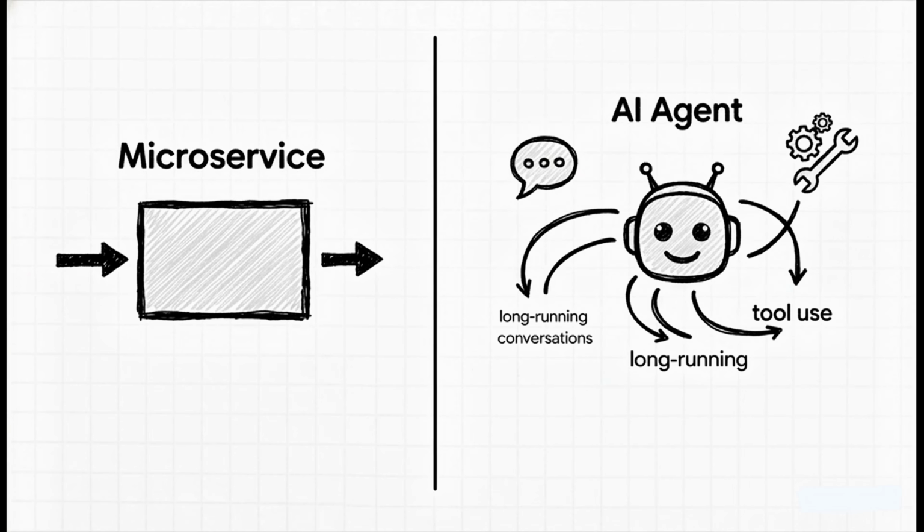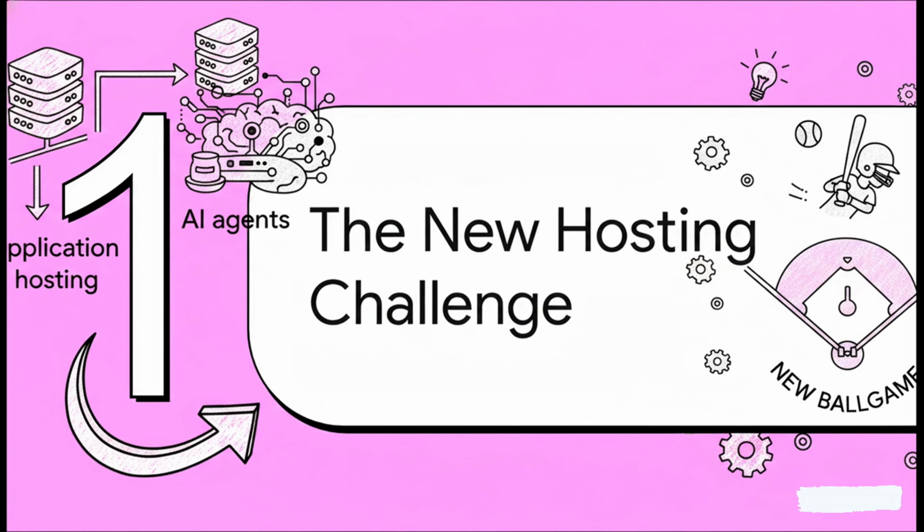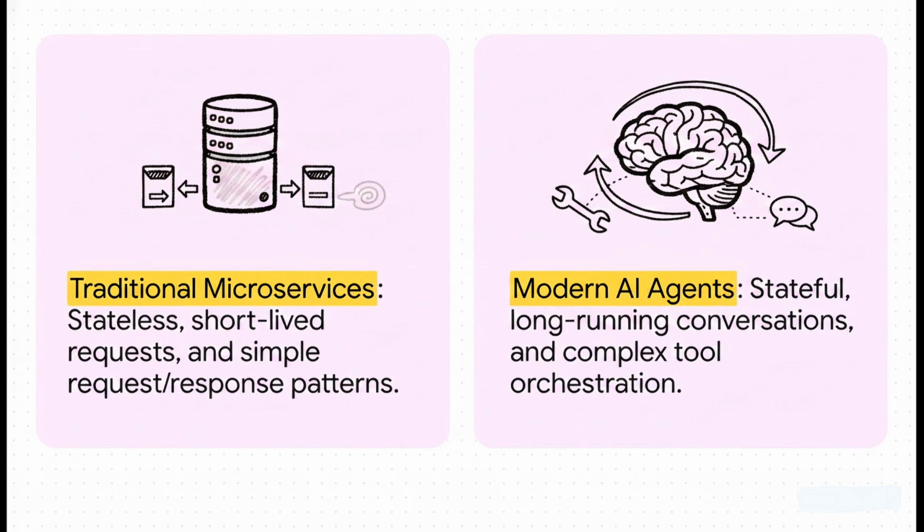But as your agents get more advanced, handling long, detailed conversations, and juggling multiple tools, the infrastructure choices you make become absolutely crucial. So let's really dig in and understand why hosting an agent is such a different beast compared to what we're used to. It really is a whole new ballgame. And this is really the heart of the matter. Traditional microservices, they're stateless. They get a request, do a job, and they're done. They forget everything. But AI agents, they're the opposite. They have to be stateful. They need to remember the entire history of a long conversation and coordinate a bunch of different tools. That changes everything for our infrastructure.